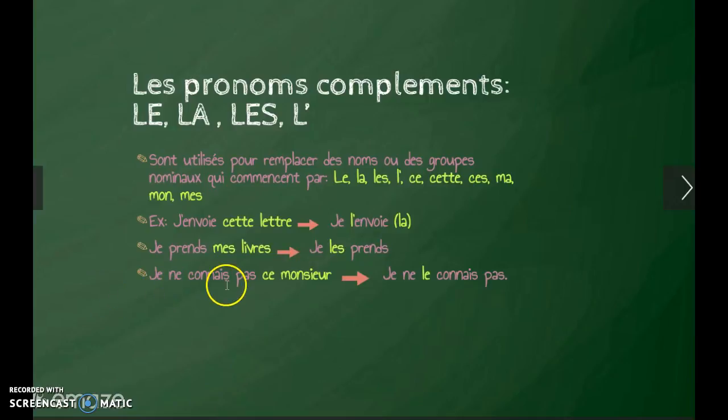In the third example, je ne connais pas ce monsieur, I don't know this man. I'm going to replace ce monsieur by le. Le is the only pronoun that can replace this because ce monsieur is masculin and le is a masculine pronoun. Alors, je ne le connais pas, and le again is placed before the verb connais. Je ne le connais pas.